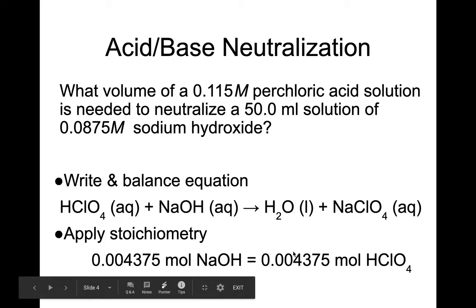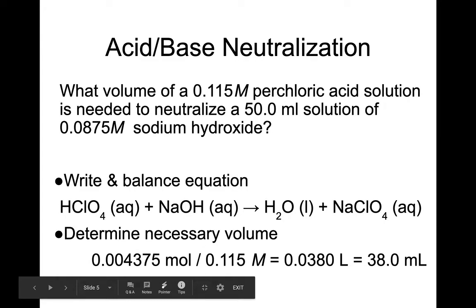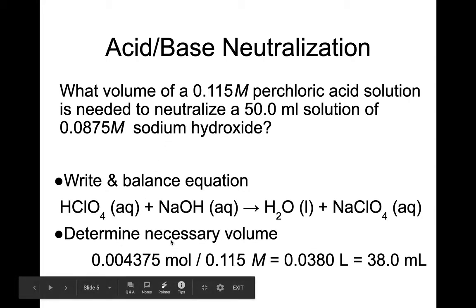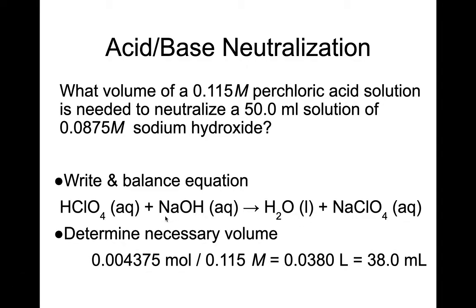So we know how many moles we want. We just need to find out what volume we need to measure out. So we know our concentration. We know how many moles we want. So we take our moles, divide by moles per liter. It gives us the volume of solution in liters that we need to add to neutralize this reaction, this base completely.